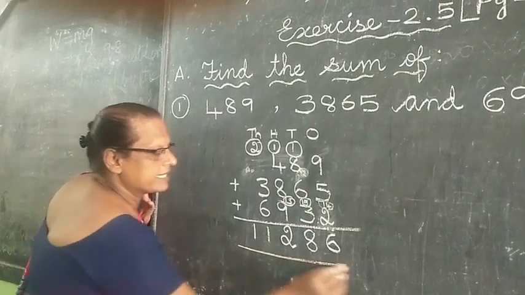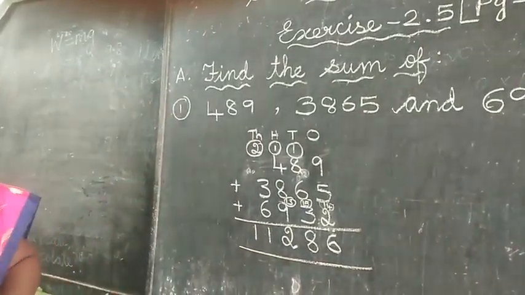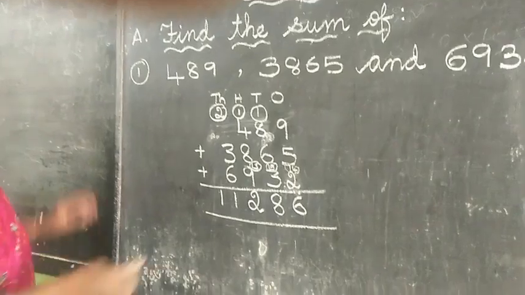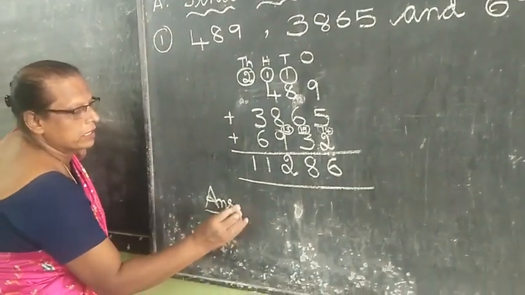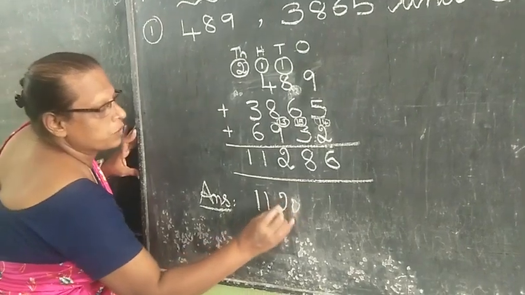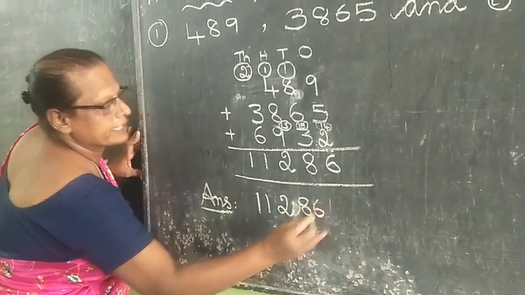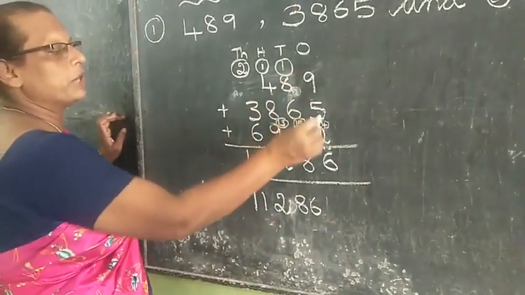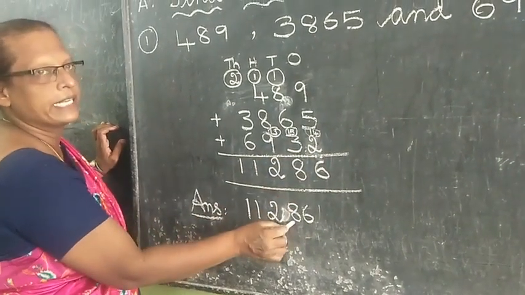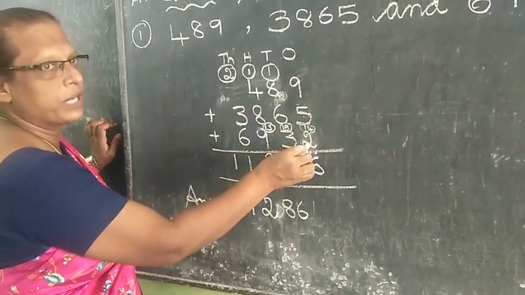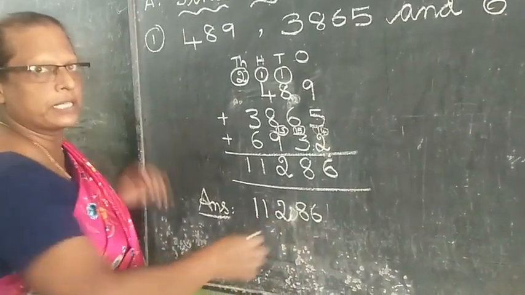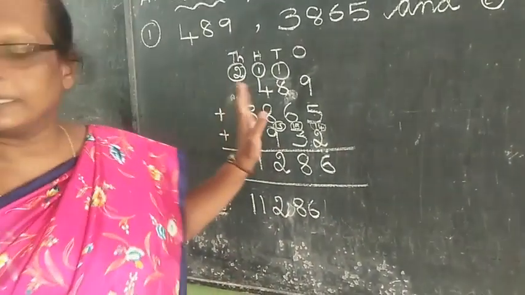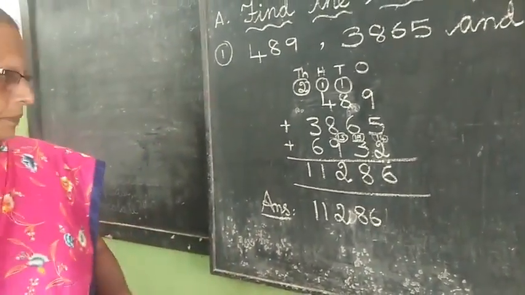Okay. Now what's the answer, children? 11,286. You can write like this. 11,286. This is the answer. So the question you write in black and this answer you write in blue. Understood, children? Okay. Now we'll see the second sum.